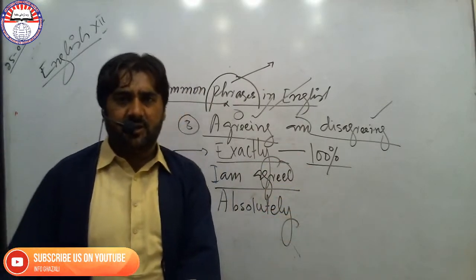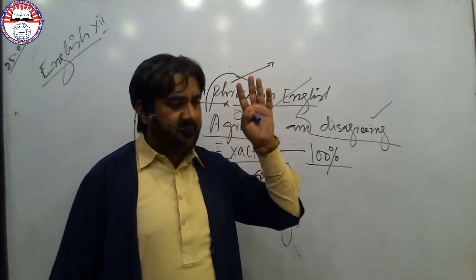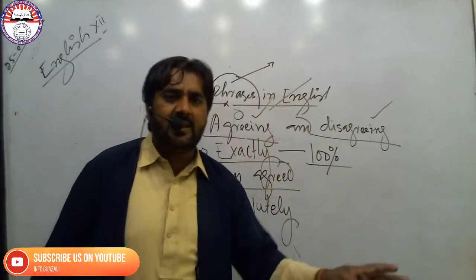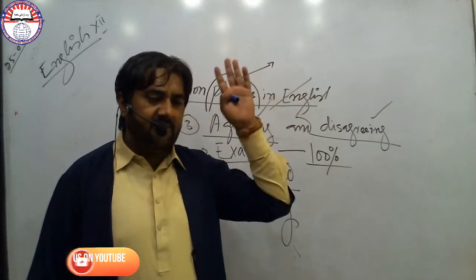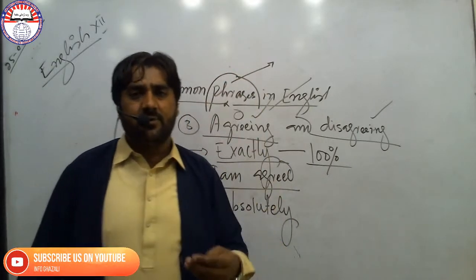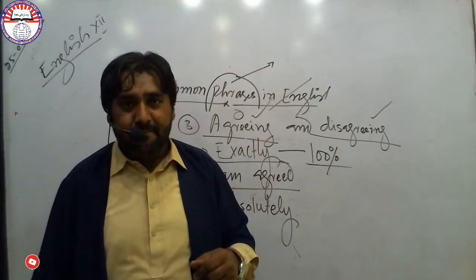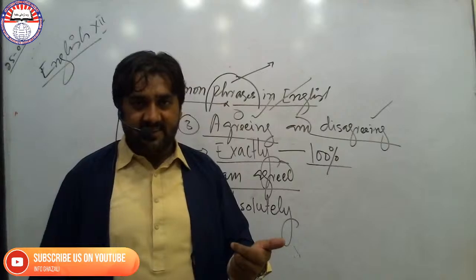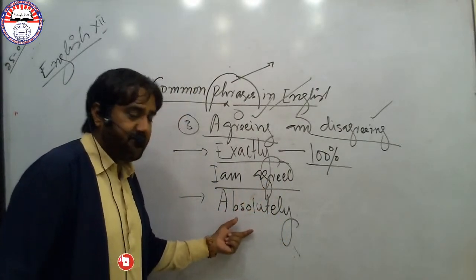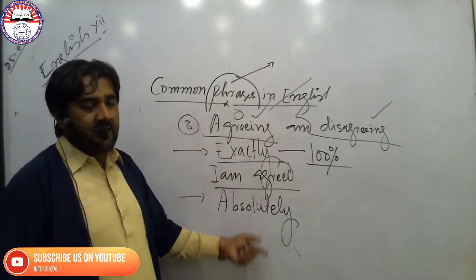Suppose I am teaching your class, and we are having a discussion on grammar, and I say that a phrase is this and this and this. If I explain the definition of phrase, and I give you examples of phrases, then your classmates would say, agreed sir, absolutely, exactly, 100%. So what we are doing, simply we are agreeing with someone's point of view.